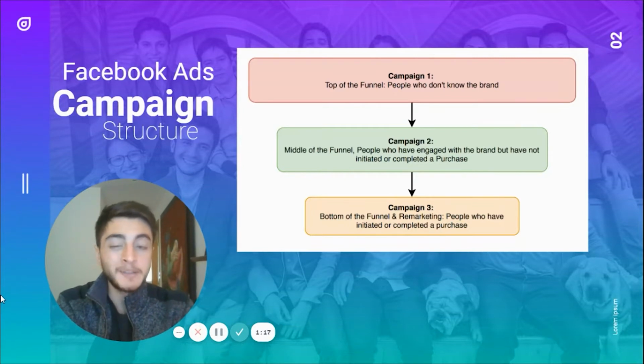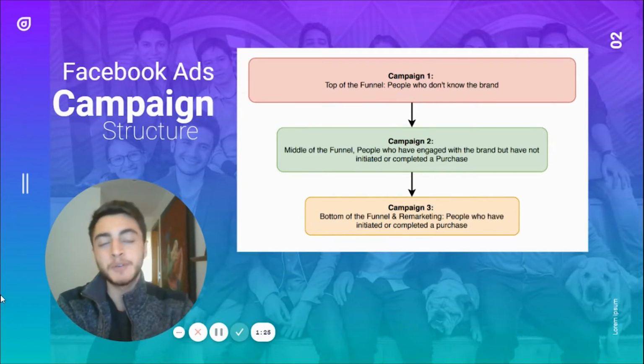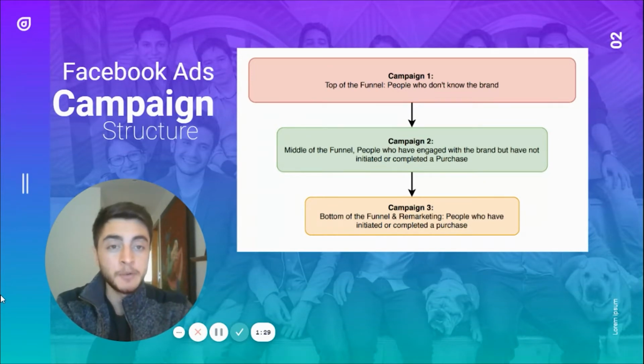The first campaign is a top of the funnel campaign, and that's where all of the first time customer acquisition happens. That would be people who don't know the brand, so it's comprised of interest and lookalike audiences, and we're excluding any audience of people that have already engaged with the brand, whether it's on Facebook or through other channels.